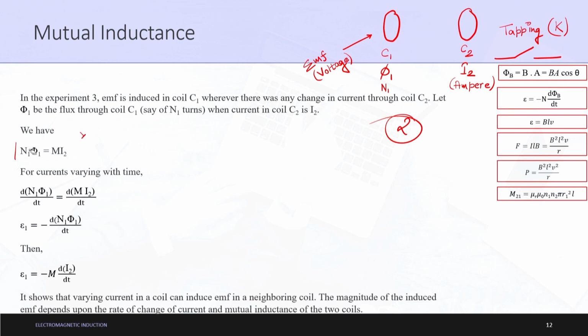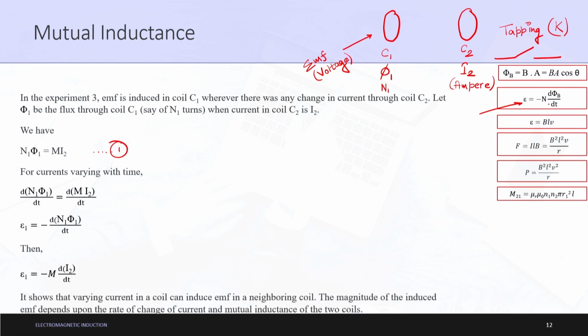So we have N1 phi 1 is equal to M I2. For currents varying with time, we differentiate the complete equation d by dt. Let me denote this equation by 1. So for currents varying with time, d(N1 phi 1) upon dt is equal to M dI2 by dt. We already know from Faraday's law of induction, the formulas are here for your quick reference on the right of the slides.